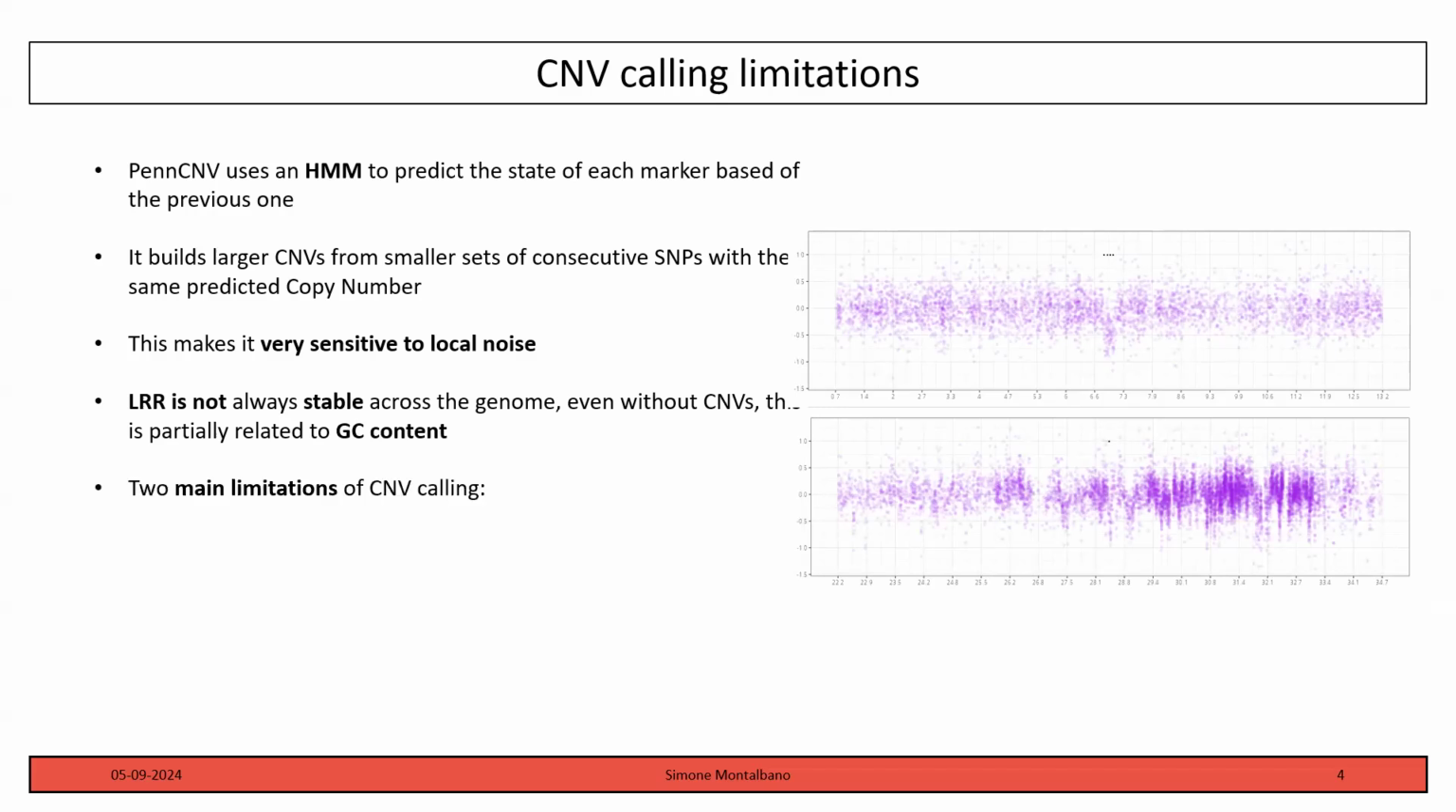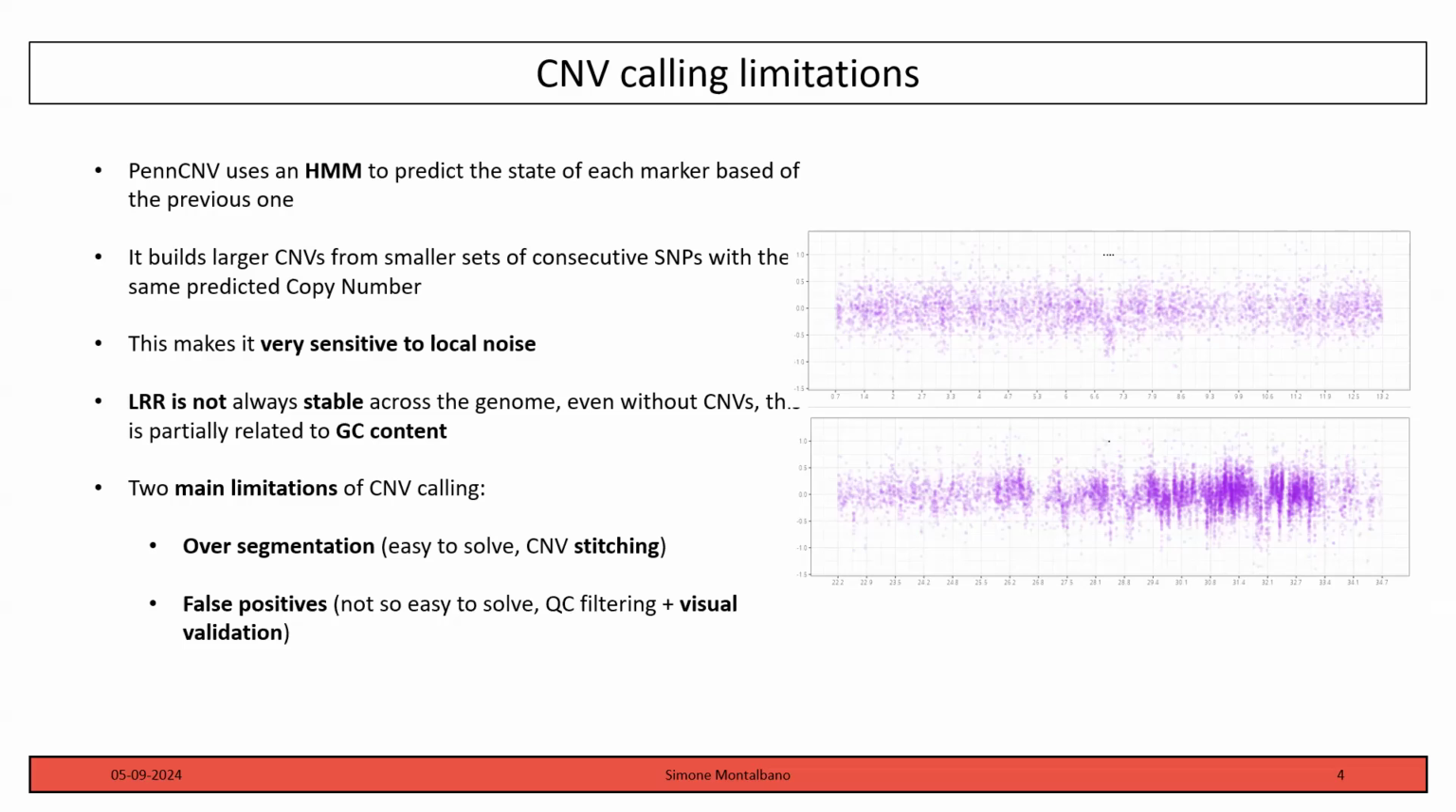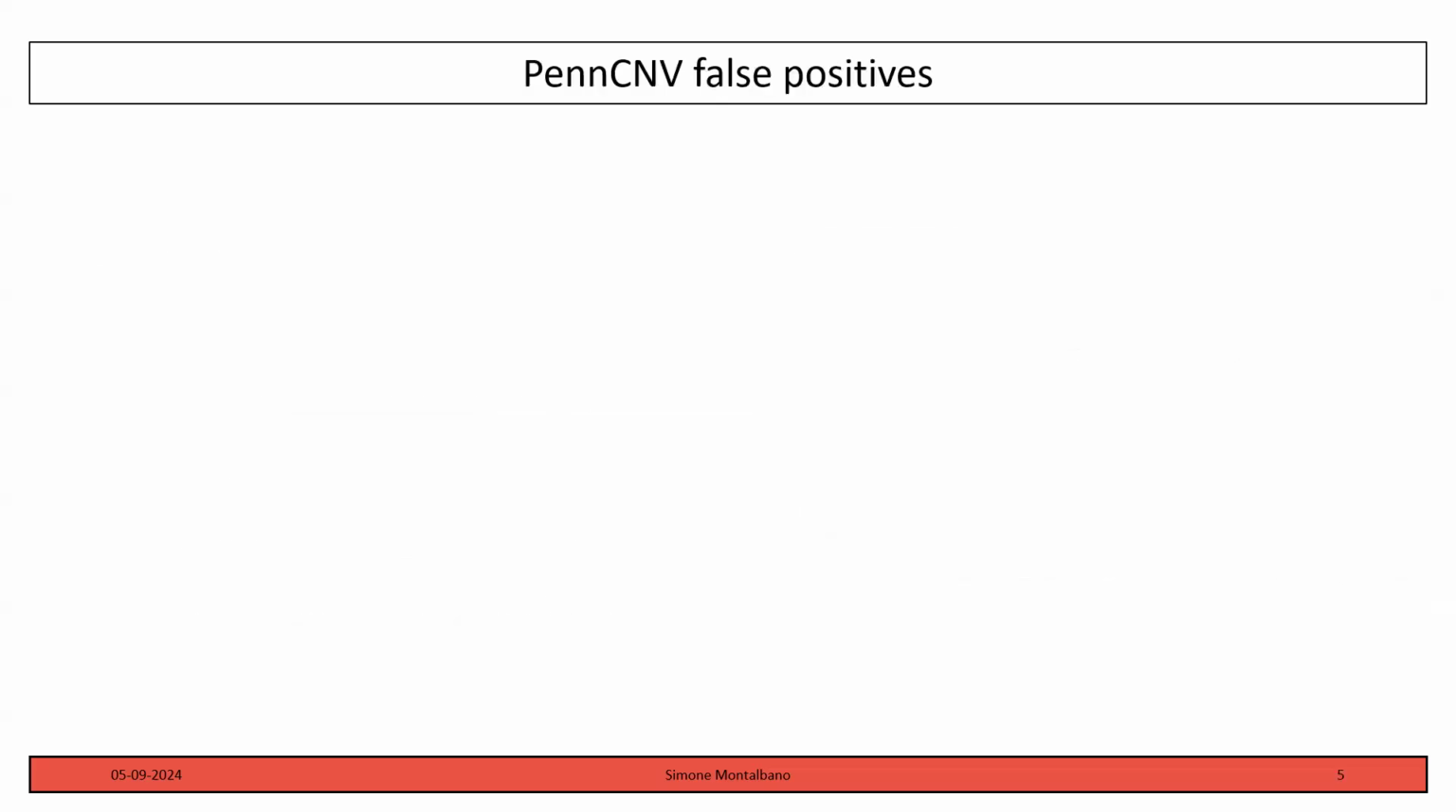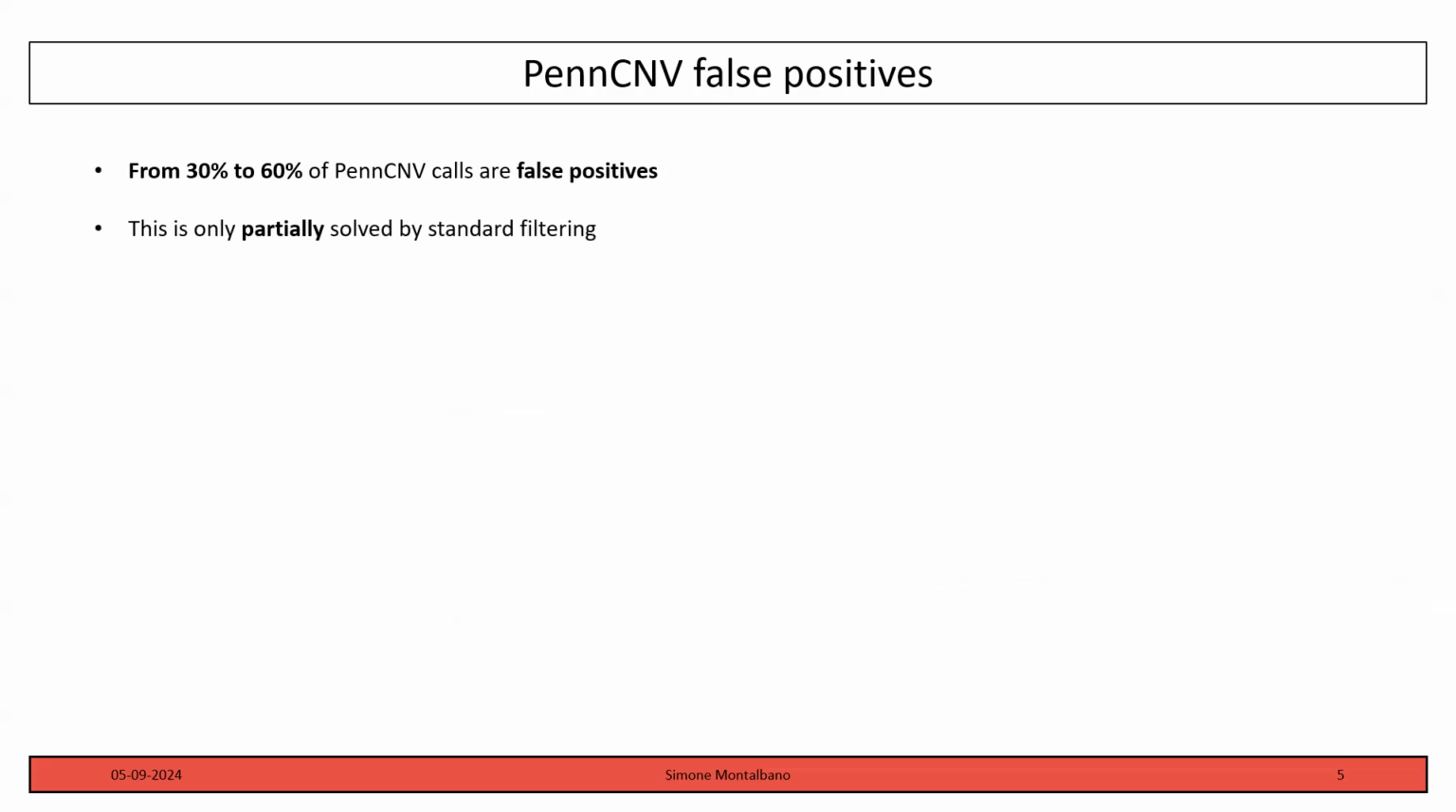This leads to the two main limitations of CNV calling. One is oversegmentation, where a true call got split into smaller ones, and this is quite easy to solve. The second, harder to solve, is false positives. From our analysis, we know that from 30 to actually more than 60% of PennCNV calls can be false positives. And this is only partially solved by standard filtering.